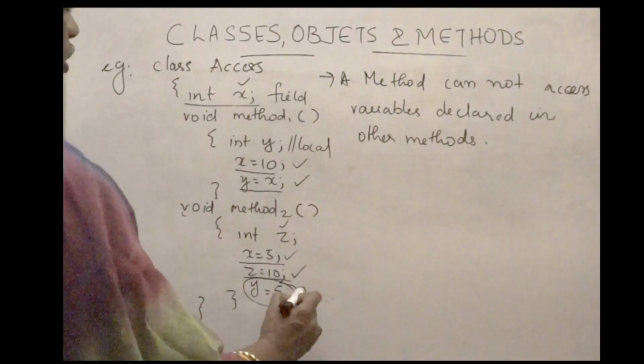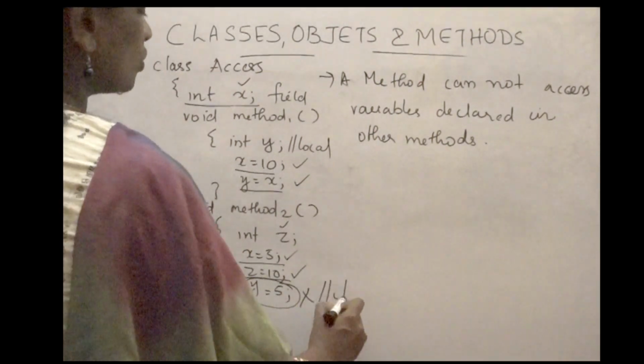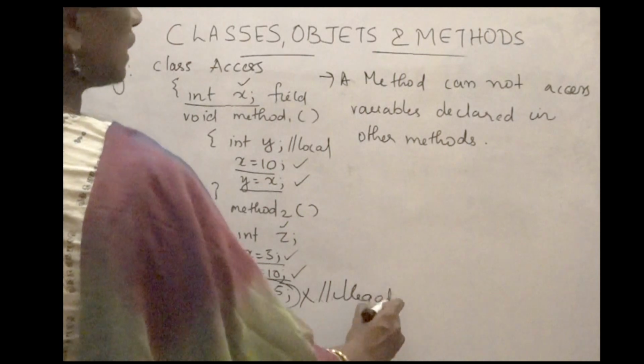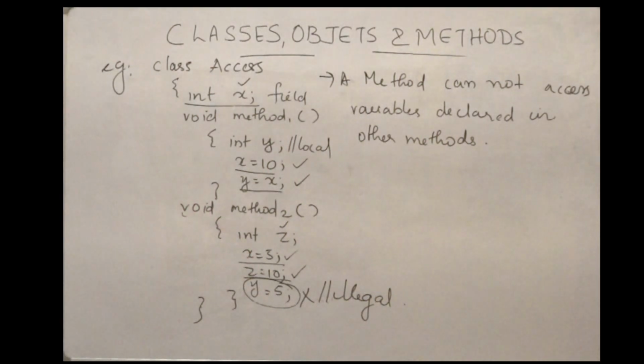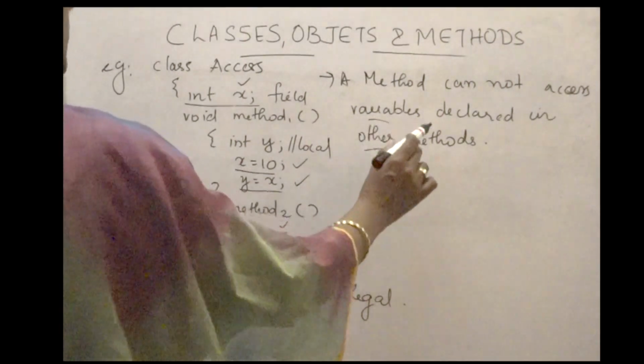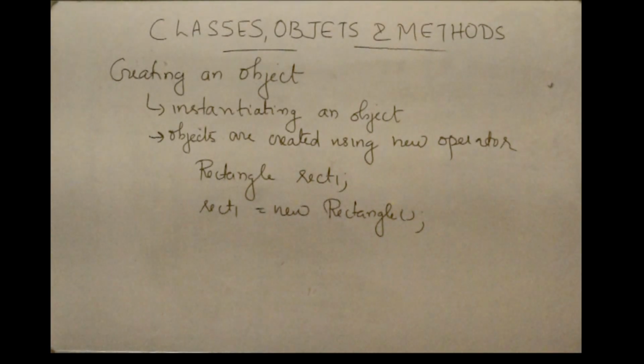So this is not possible in Java. So this is considered to be illegal in Java. അപ്പൊ അങ്ങനെ എഴുതാൻ പറ്റില്ല, കാരണം വേറൊരു ക്ലാസിന്റെ പ്രൈവറ്റ് ആയിട്ട് അവര് ലോക്കലായിട്ട് ഡിക്ലെയർ ചെയ്യുന്ന വേരിയബിൾസ് വേറെ മെത്തേഡിനകത്ത് ആക്സസ് ചെയ്യാൻ പറ്റില്ല. ഓക്കെ, so next is creating an object of a class.